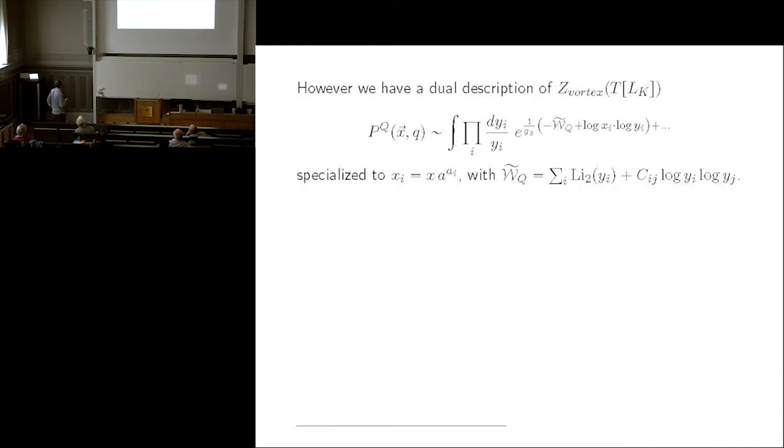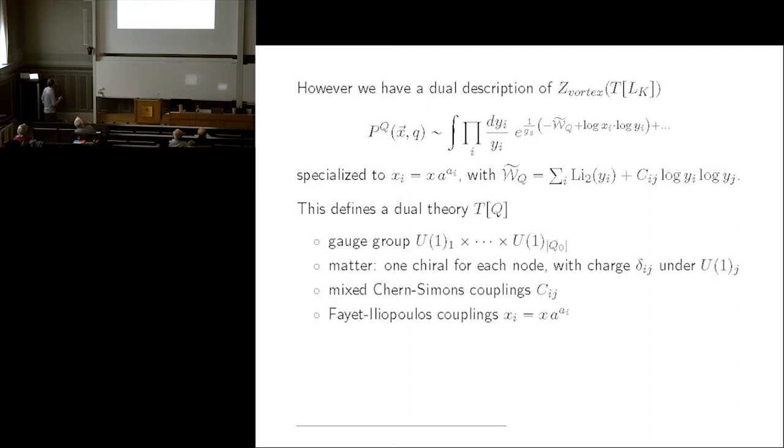However, we can again resort to the correspondence with quivers. We have a dual description for the same vortex partition function in terms of the quiver representation theory. We just take the semi-classical limit of that. We already know that this time the superpotential looks very nice. And what this tells us from the viewpoint of 3D N=2 theory is that there's what we call T[Q]. It is a theory associated with this partition function.